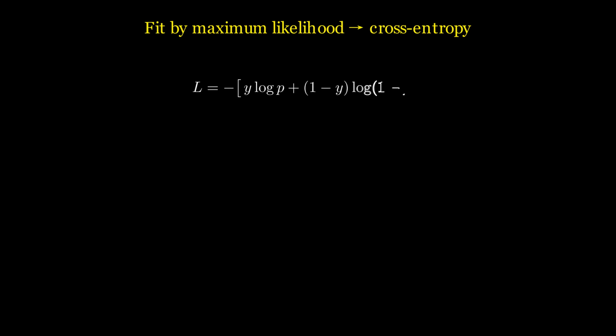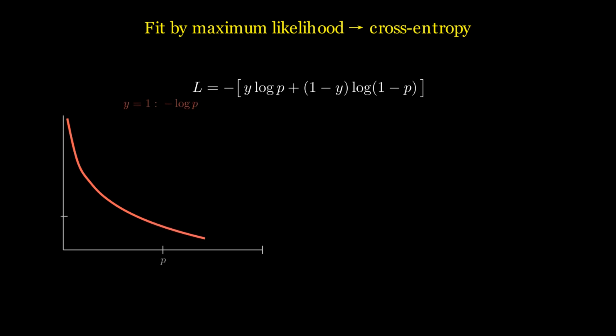Instead, we ask a sharper question. Which weights make the labels we actually observed most likely? That's maximum likelihood. Taking its logarithm turns it into the loss we minimize, the cross-entropy or log loss.